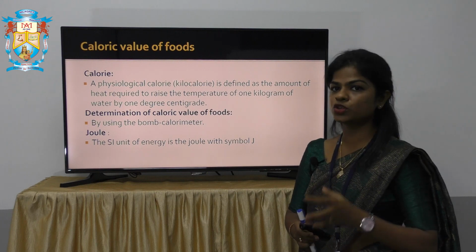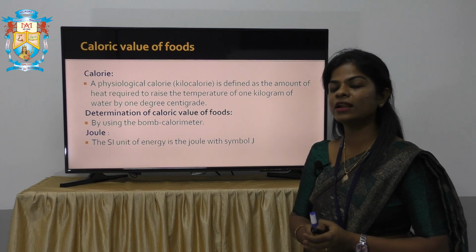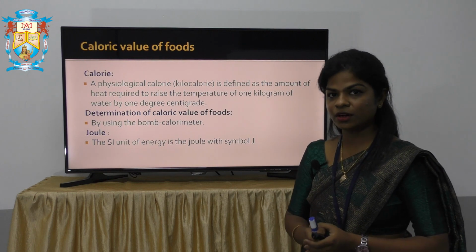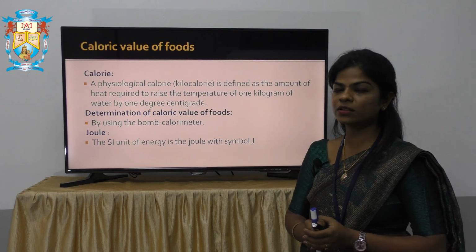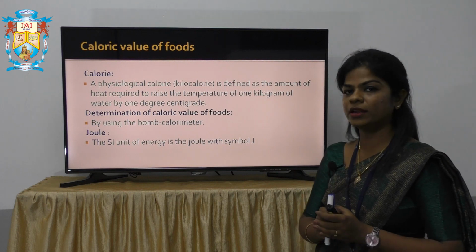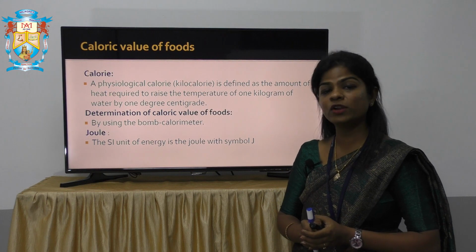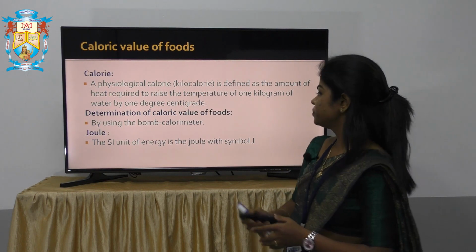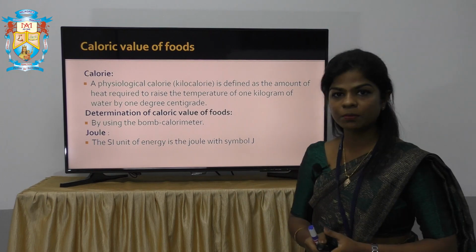So an instrument is used to determine the energy value of food. The name of the instrument is bomb calorimeter. Bomb calorimeter works on the principle of direct calorimetry, as I said, where the amount of energy which is released from the foods or used by an individual is measured by the amount of heat liberated when food is burnt in air. The SI unit of energy is joule with symbol J.